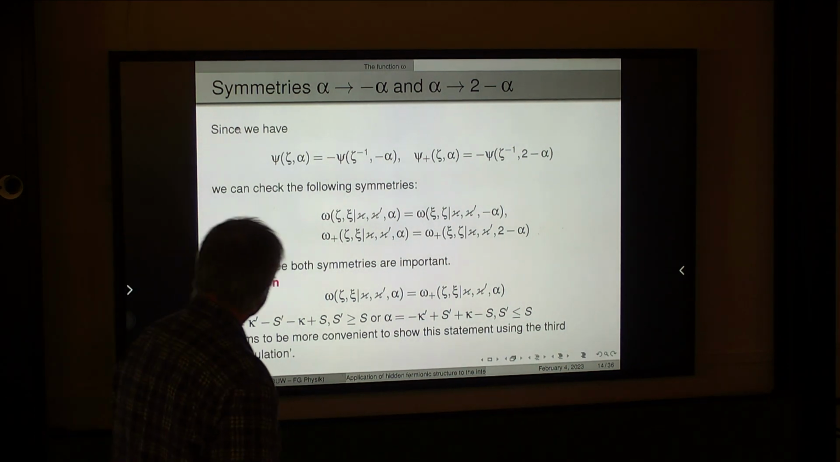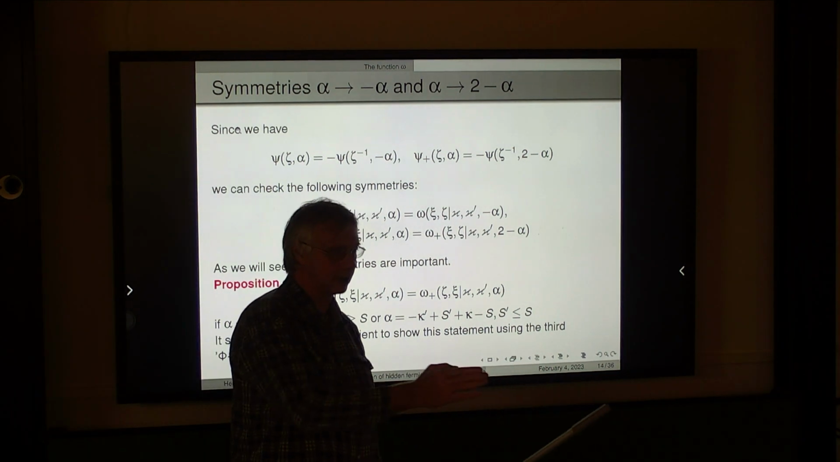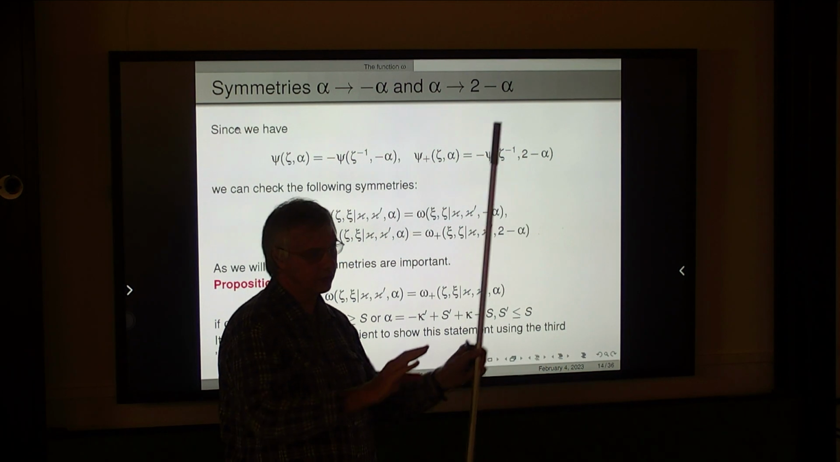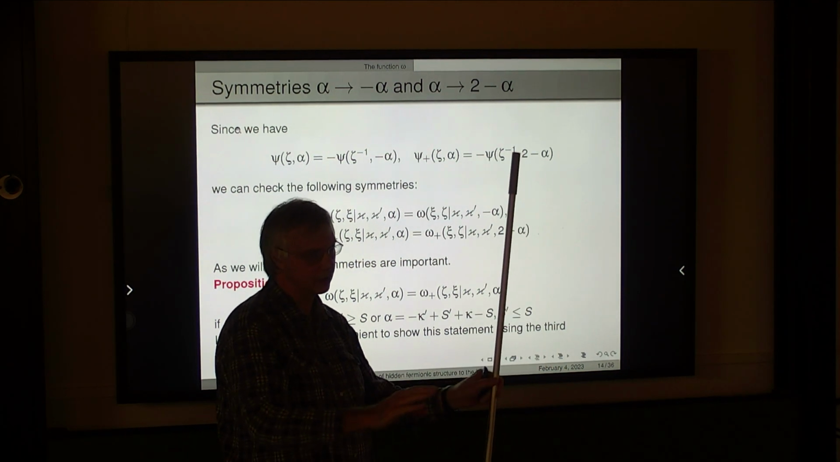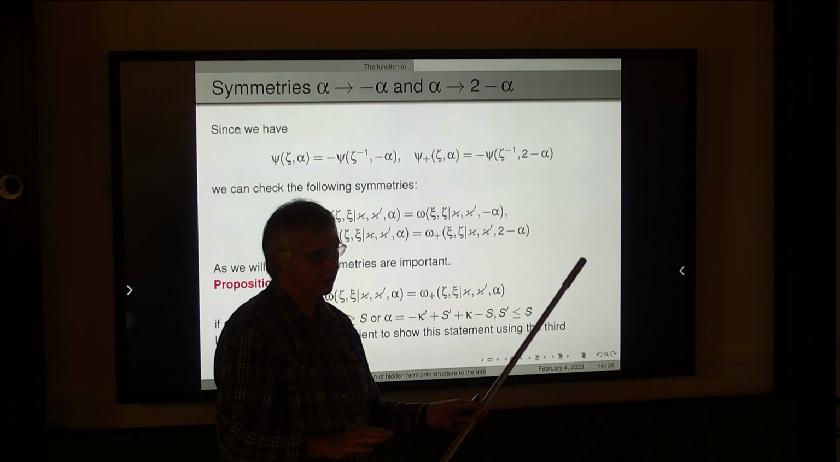Equal to s. Sorry, what was s and s prime? S and S prime are just spin sectors. I can take them 0, for example, but in principle I can take them any spin sectors.